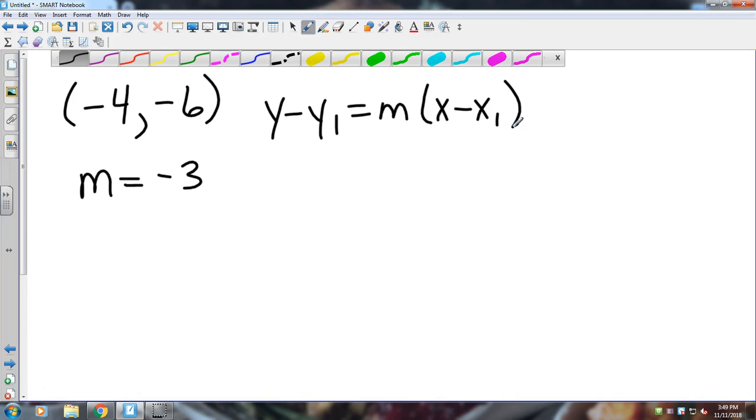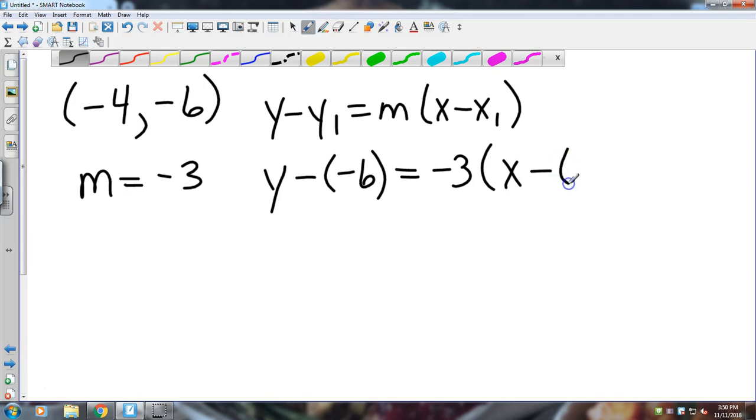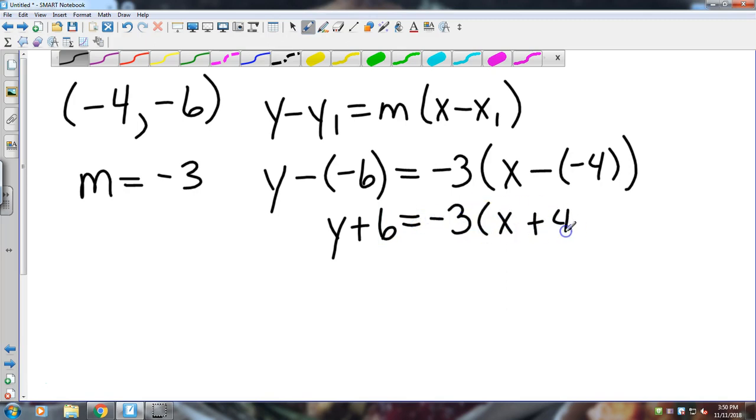Okay, so again, y stays just y. It does not change. We are going to subtract our y1, which is -6. We're going to substitute our slope, which is -3. Bring down the x. Remember, it does not change. And we are subtracting our -4. So now we'll clean this up. This is y plus 6 equals -3 times x plus 4. Again, that's all we have to do if they want it in point slope form.